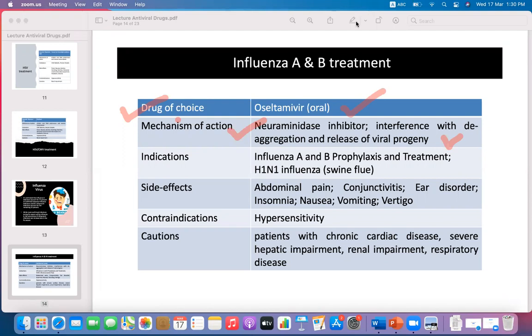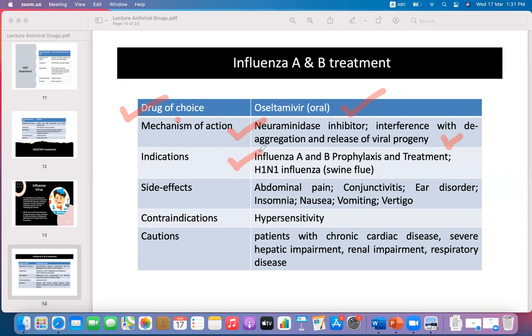Oseltamivir is a drug of choice for the treatment of influenza A and B, and it is from the category of neuraminidase inhibitor. Indications where it is used: in the treatment and the prevention of influenza A and B.